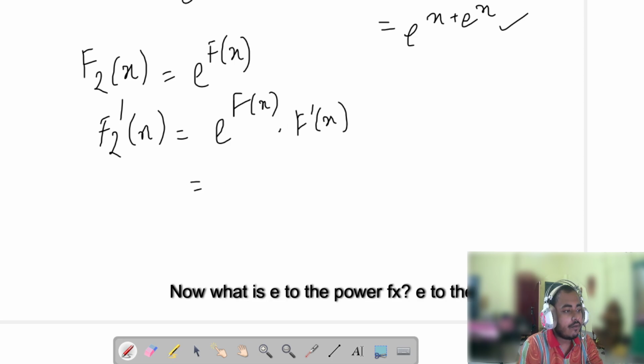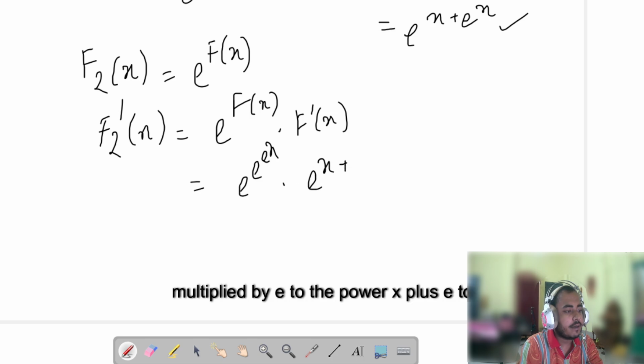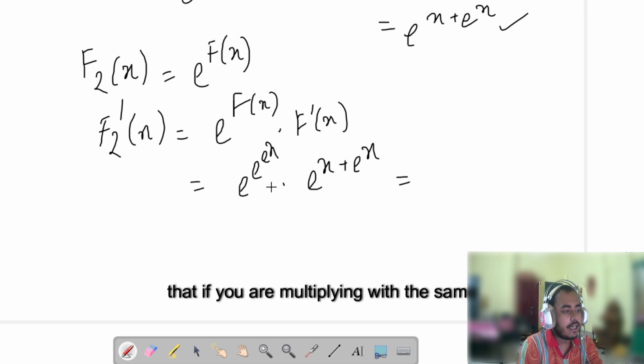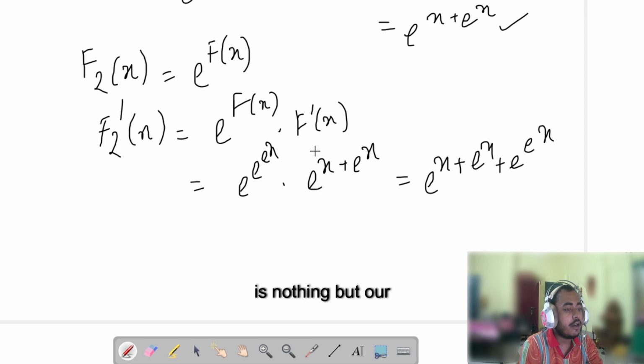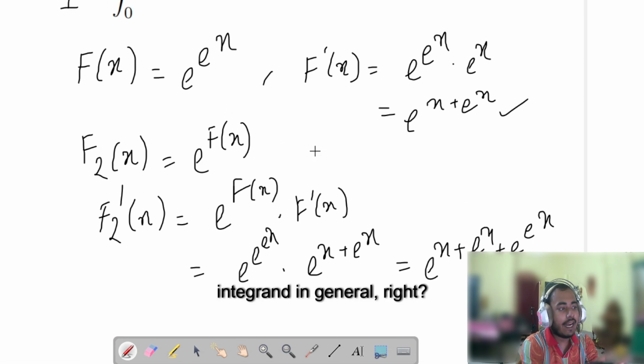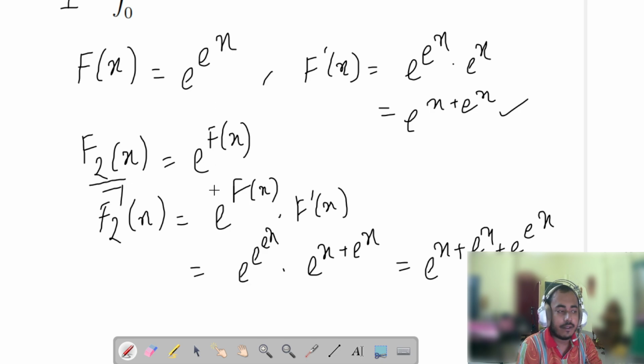That is correct. Now, what is e to the power f of x? It should be simply e to the power of this whole thing, right? So, e to the power x multiplied by e to the power x plus e to the power x. Now, if you apply the exponents, when multiplying with the same bases, the exponents basically sum up. You get e to the power x plus e to the power x plus e to the power e to the power x, which is nothing but our integrand, right? So the function f2 of x works, which is e to the power f of x. So basically there would be three e's.